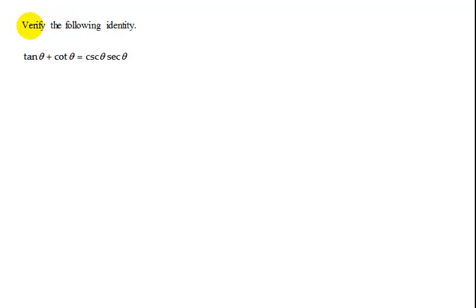In this problem, I want to verify the following identity. The tangent of theta plus the cotangent of theta equals the cosecant of theta times the secant of theta. So, I think we need to work on the left-hand side because it looks more complicated. So I'm going to rewrite the left-hand side: the tangent of theta plus the cotangent of theta.